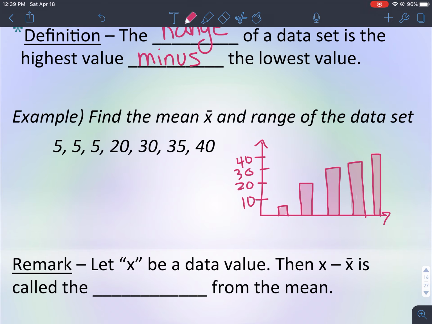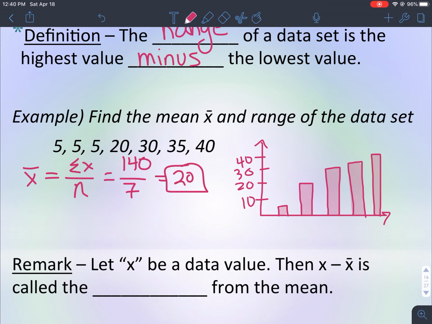So on the left-hand side here, you have 5, 5, 5, 20, 30, 35, 40. If you add all of those up, that's going to be 140. And then there are 7 values. So 140 divided by 7 is 20. That's the sample mean, the central measure. The range, how spread out the data is, would be 35.